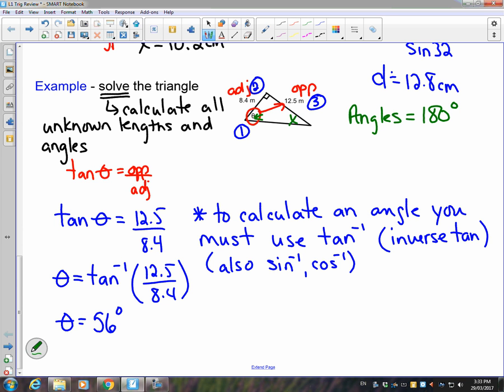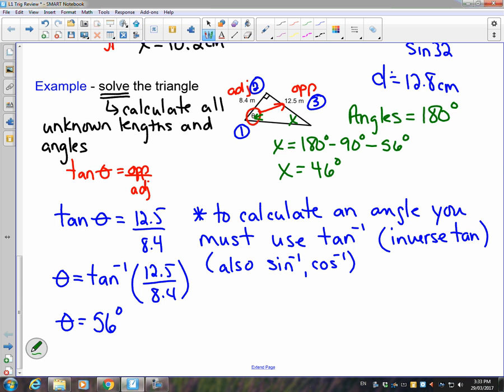So if I want to figure out my last angle, I'm going to call it x. All I would need to do is take the two angles I know and subtract them from 180, and that will help me figure out my missing angle of 46 degrees. So now I know all the angles in a triangle.